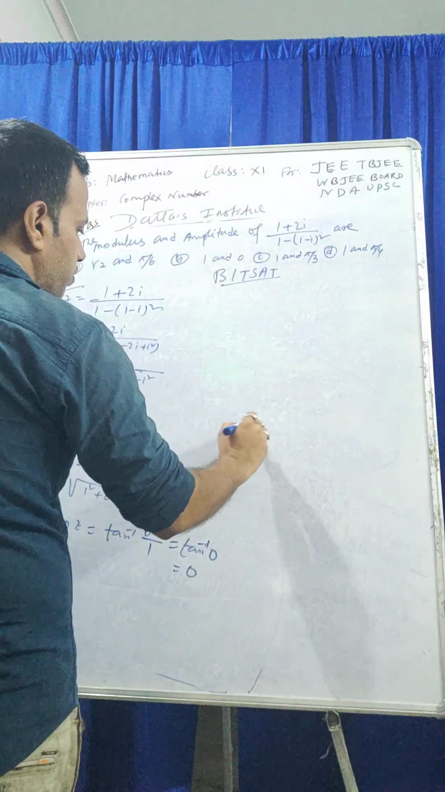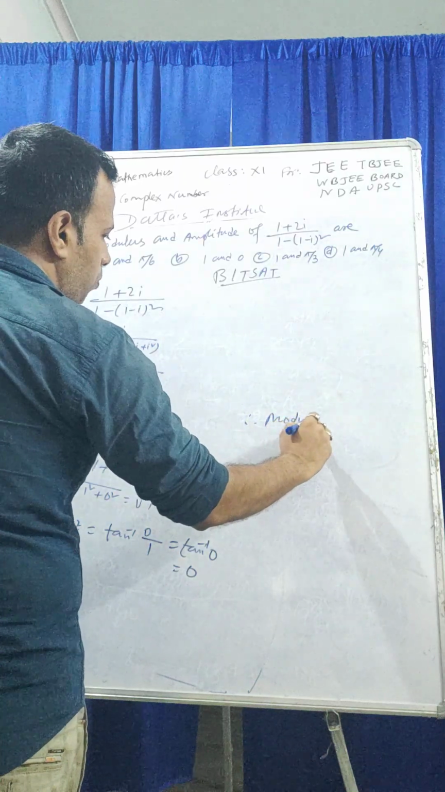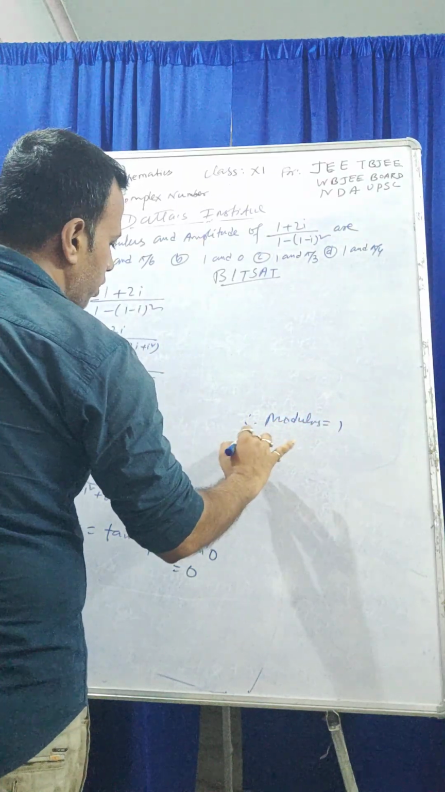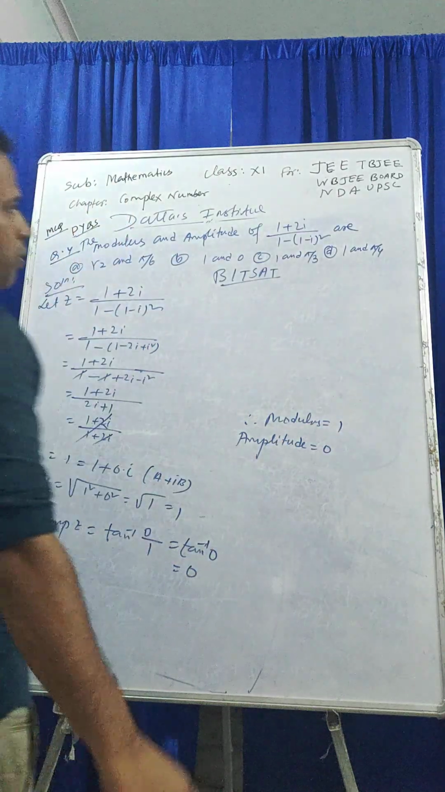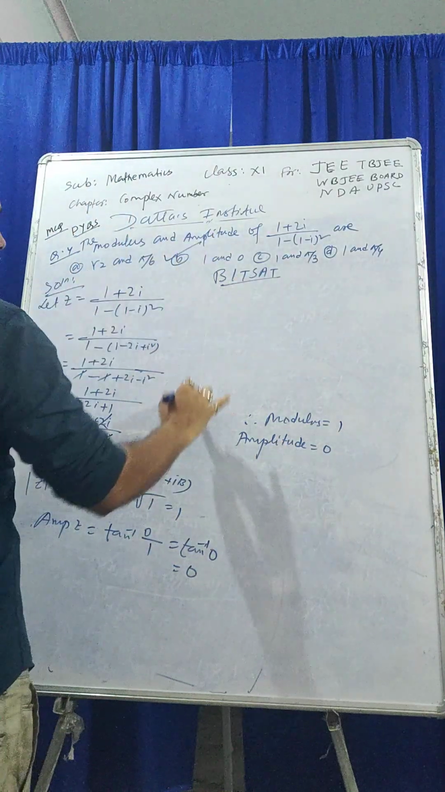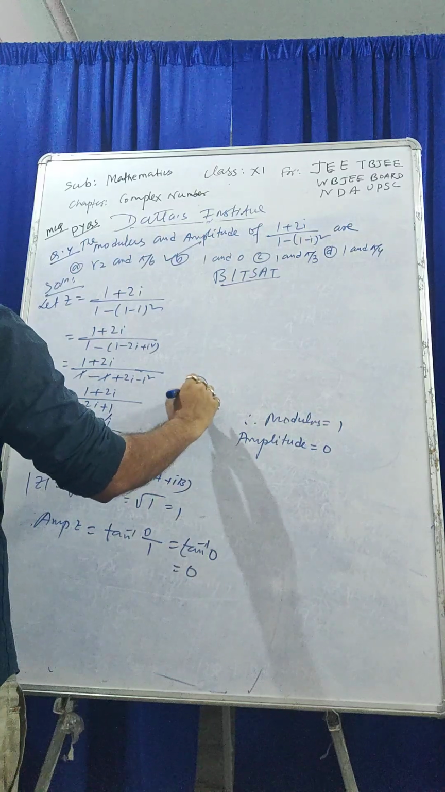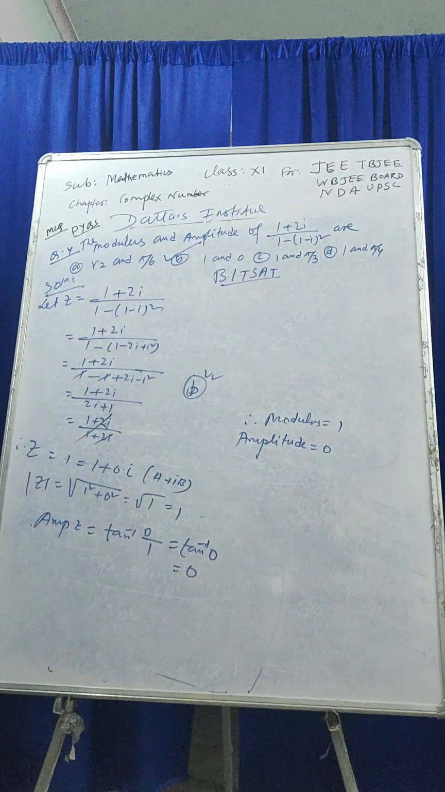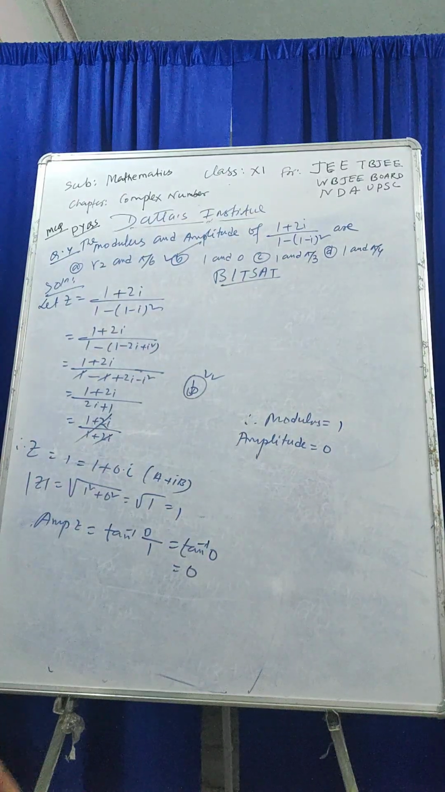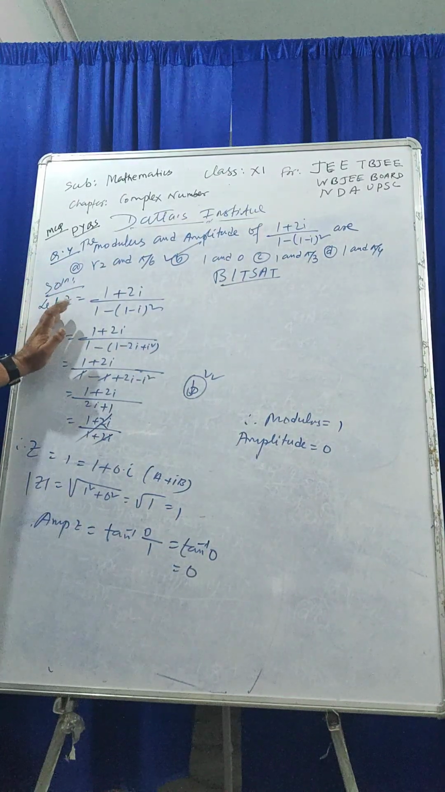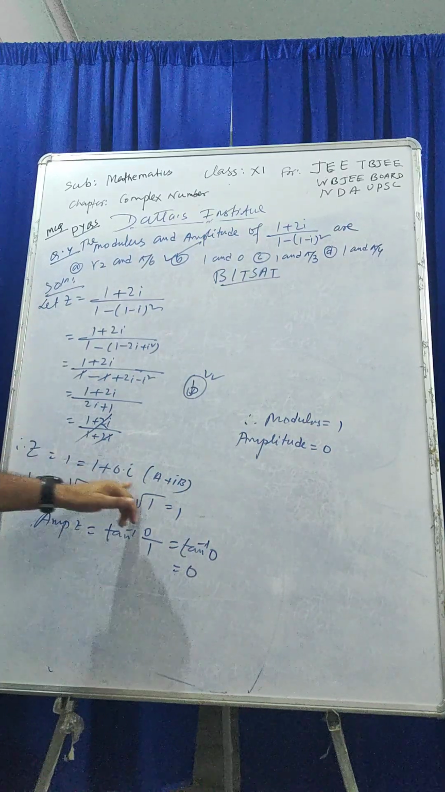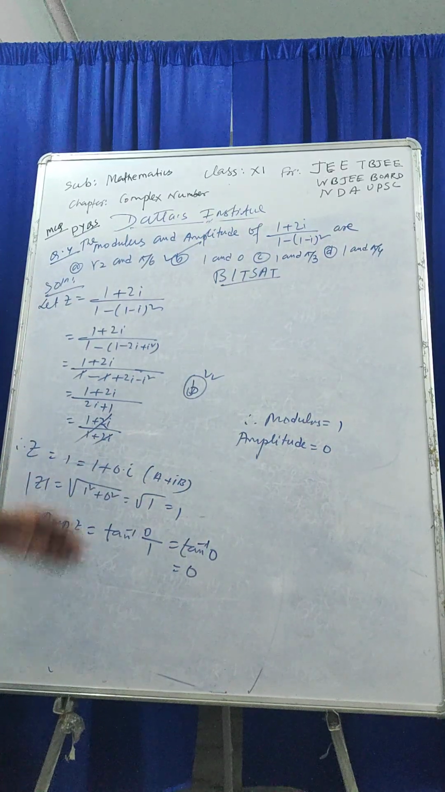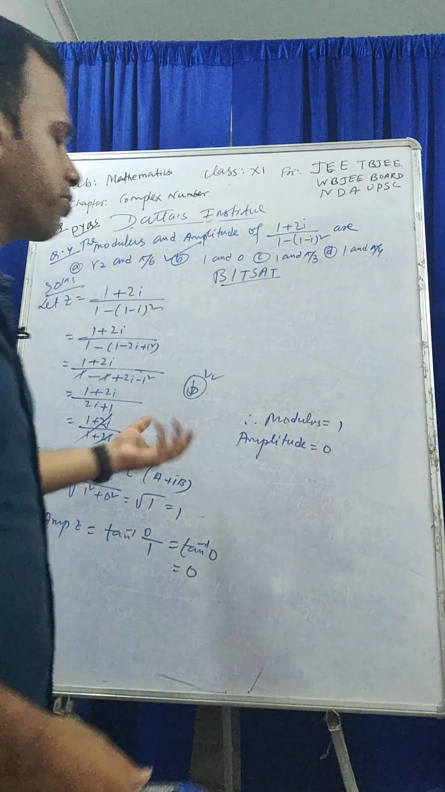So the modulus of the expression is 1 and the amplitude or argument is 0. So which option is matching here? Option B is the correct answer. Got my point? What I am doing here is taking this complex number expression, simplifying it, converting it to a plus ib form, and then using the modulus formula and amplitude formula, and option B came here.